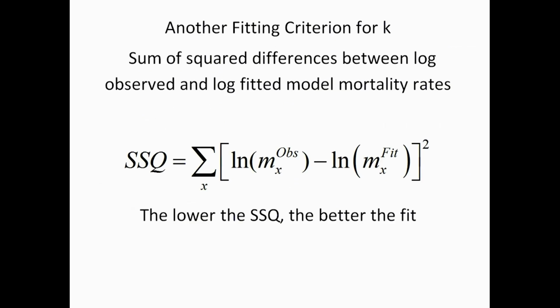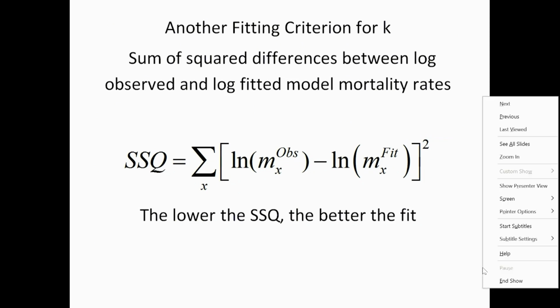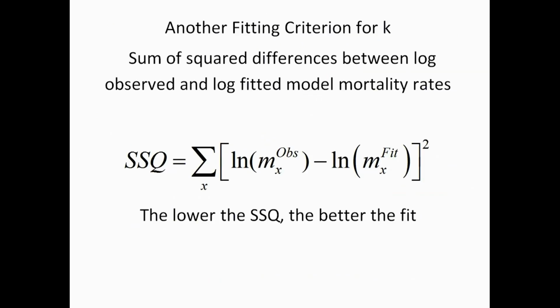And this is the criterion. That's fairly straightforward. It's just the sum of squared differences between the logarithms of the observed mortality rates and the fitted mortality rates at each specific age. The lower the sum of squares, the better the fit. It's the least squares criterion in the logarithms of the mortality rates.